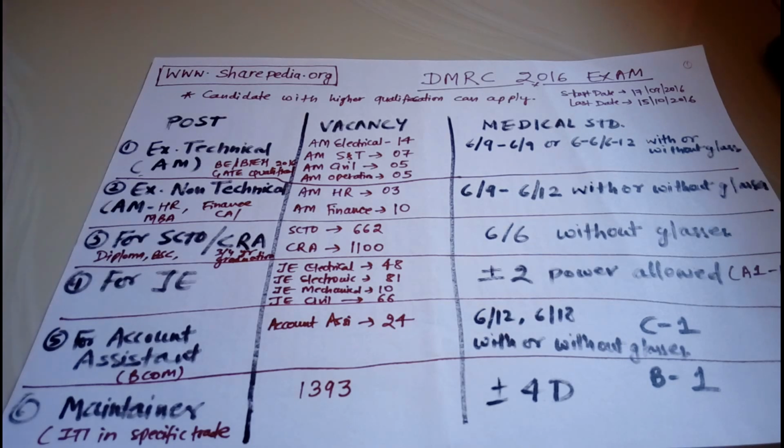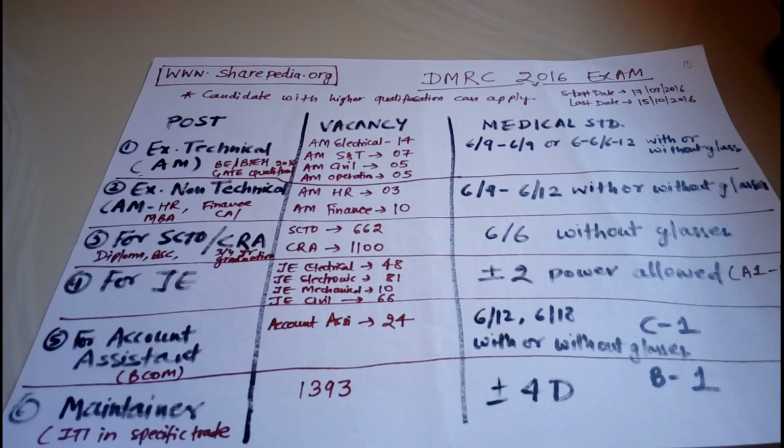Electrical for electrical; for signal and telecom you must be in electronics and communication. For civil you must have a BTech in civil engineering. For operation you can be mechanical or electrical, and you can see more detail in the advertisement. And if I talk about medical standards, your eyes must be 6/9, or 6/6, or 6/12 with or without glasses.